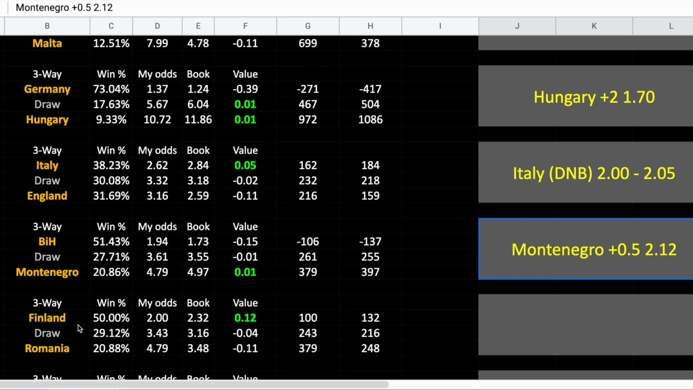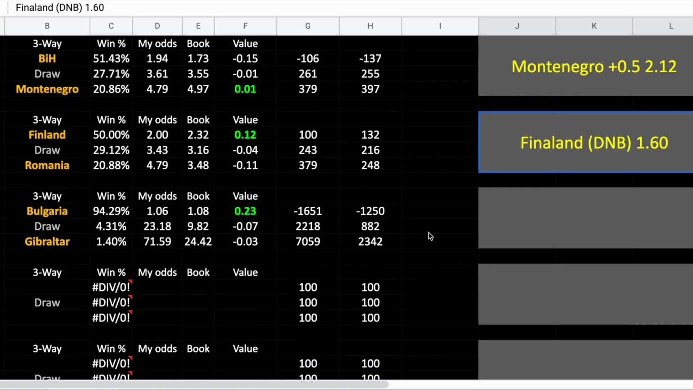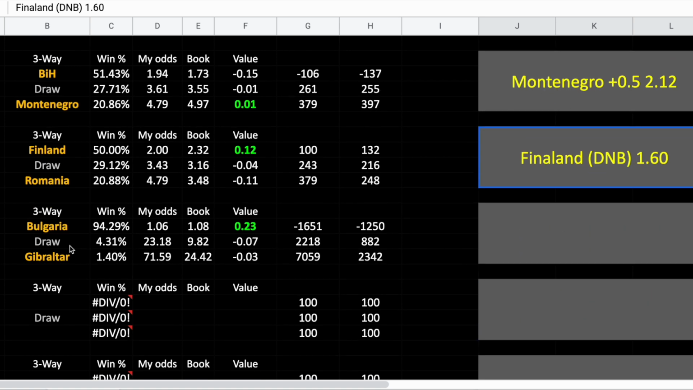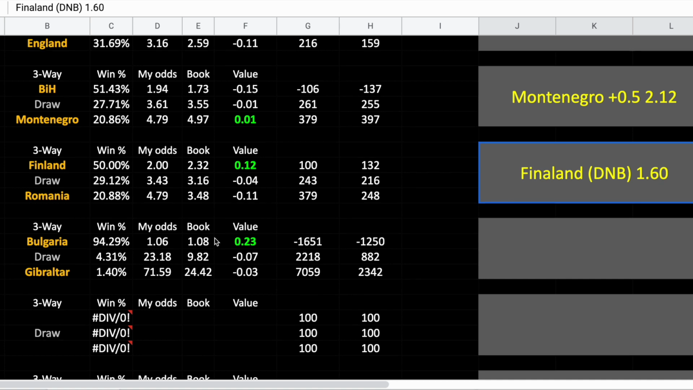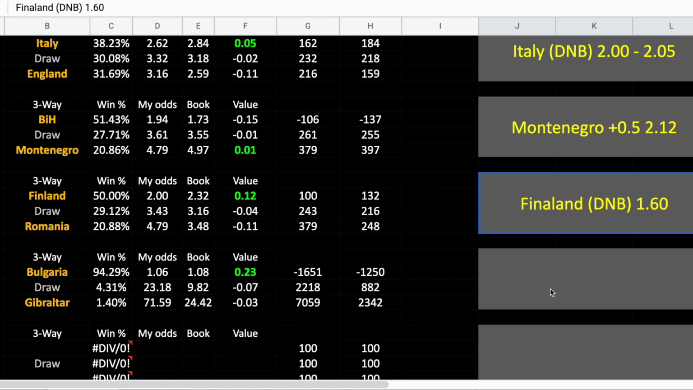Okay, Finland, Romania, small value with Finland, and if I need to pick anything, I would go with Finland straight win, or I would go with draw no bet. You can get this at around 1.60. Okay, then we have the last game, Bulgaria against Gibraltar. Those are very small odds, so Bulgaria should win this game, but I don't know if you want to take these odds. This makes no sense.